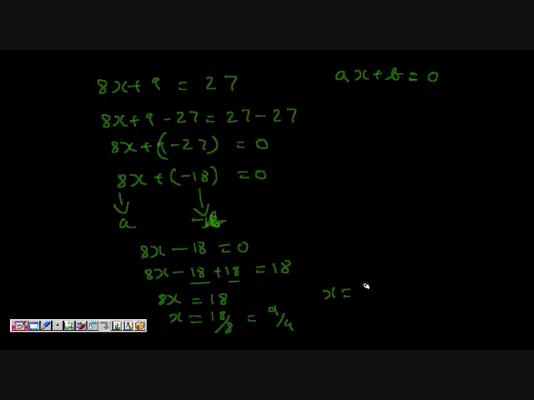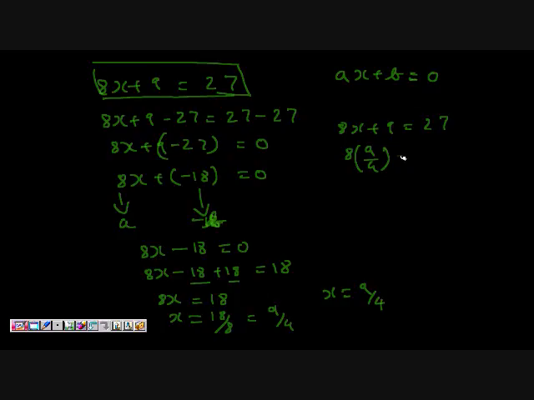Now how do you know that this 9 by 4 holds true for this equation? X is equal to 9 by 4, does this hold true for this equation? So what we can do is substitute x as 9 by 4. 8x plus 9 is equal to 27. So 8 times 9 by 4 plus 9 equal to 27. So 4 twos are 8, so that's 18 plus 9 is equal to 27, or 18 plus 9 is 27, so 27 is equal to 27.